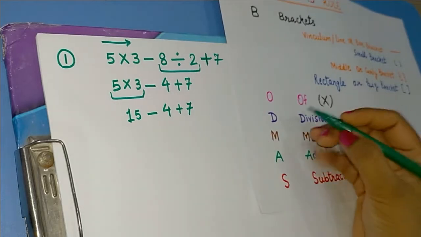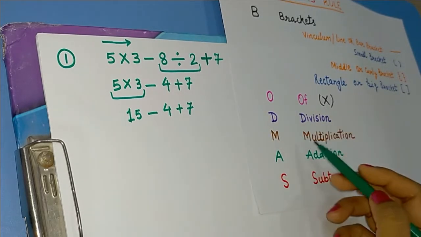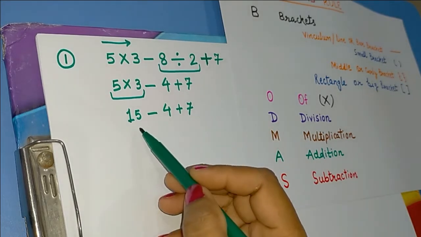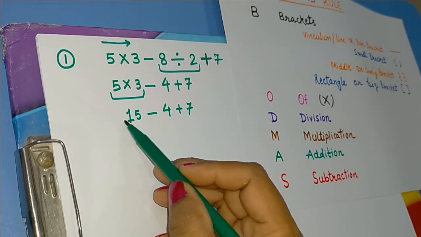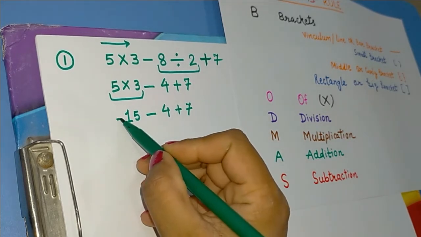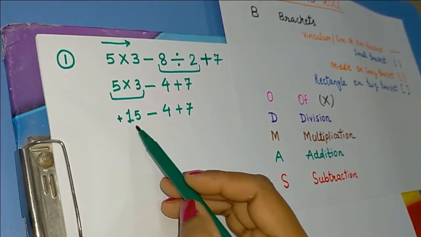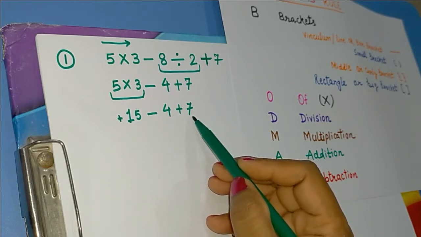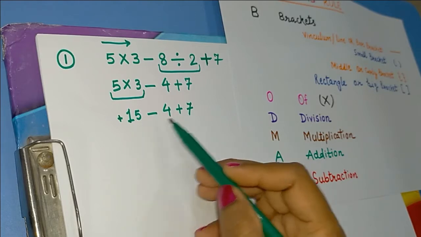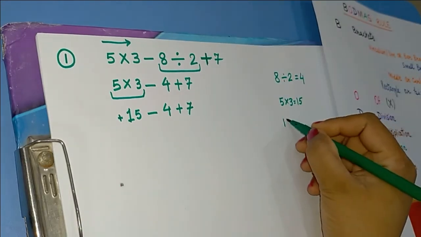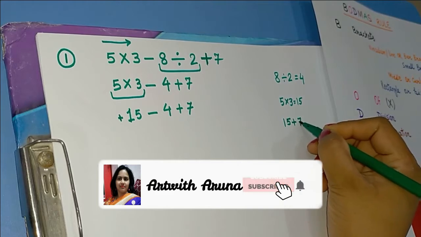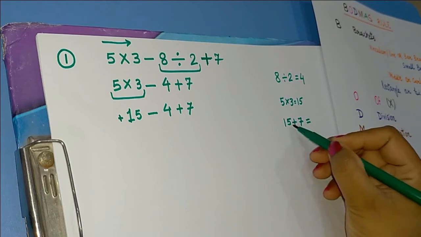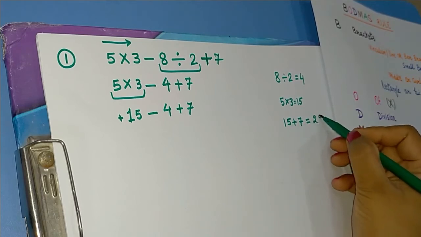Again we will look for the BODMAS rule. So here after multiplication we will look for the addition, and here you can see that in 15 we don't have any sign, it means it is having plus. So here you can see that we have plus 15, minus 4 and plus 7. So we will check only for the plus values. Here we need to solve 15 plus 7. We need to add all the positive values. 15 plus 7, that is 22.